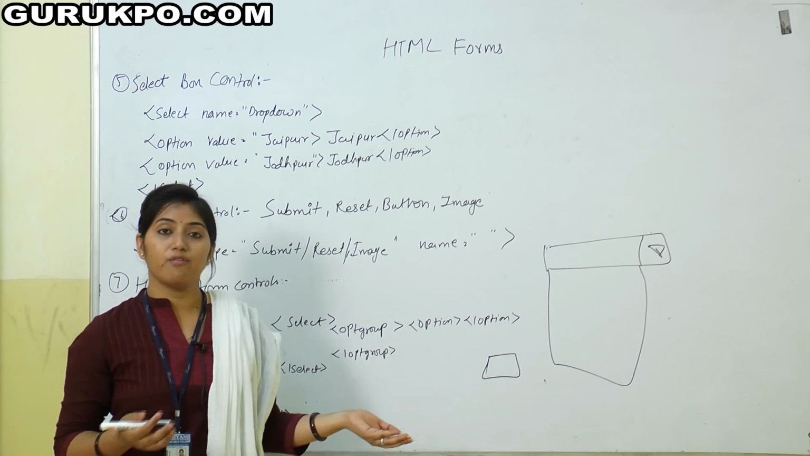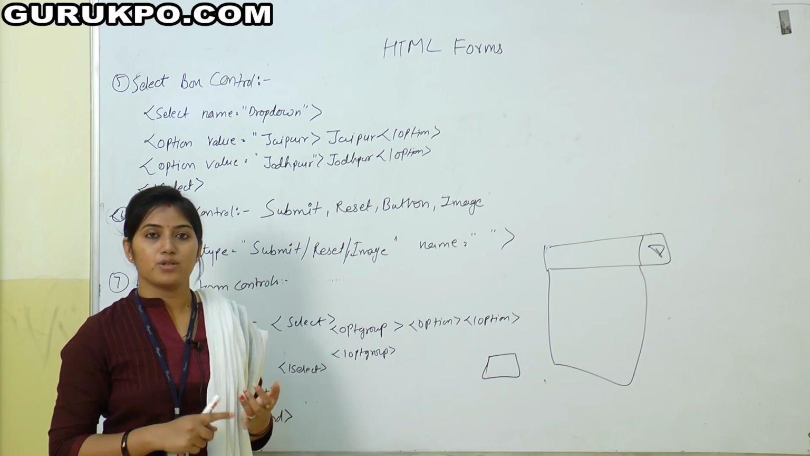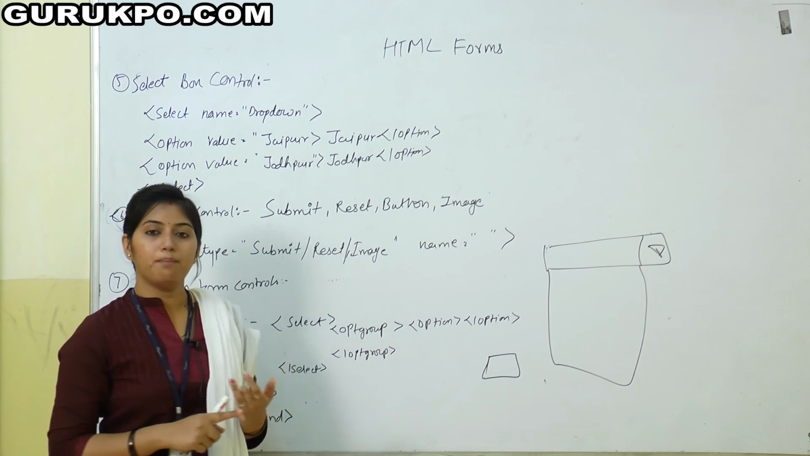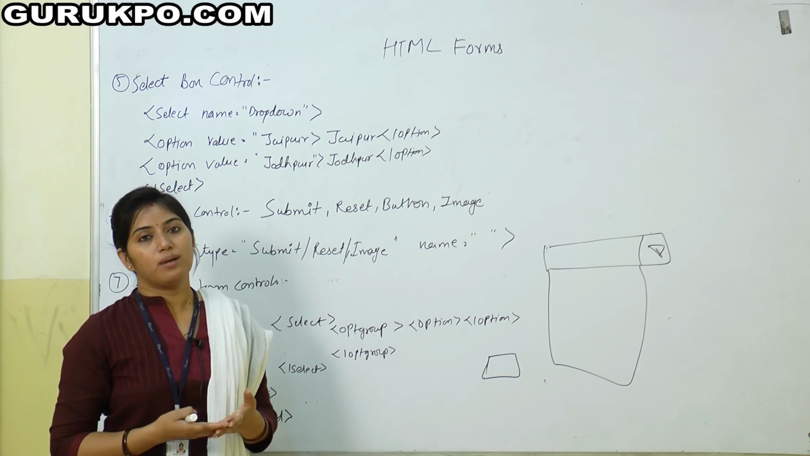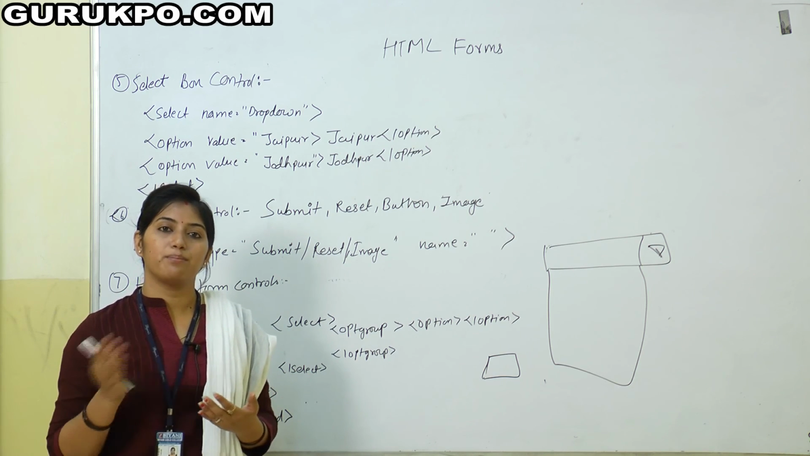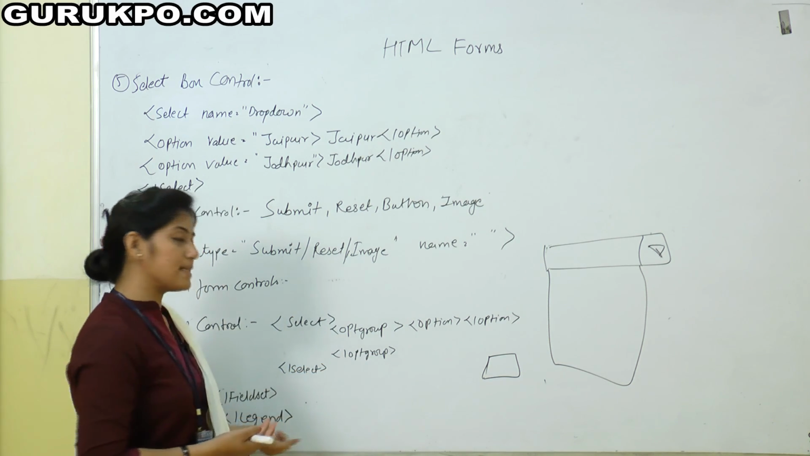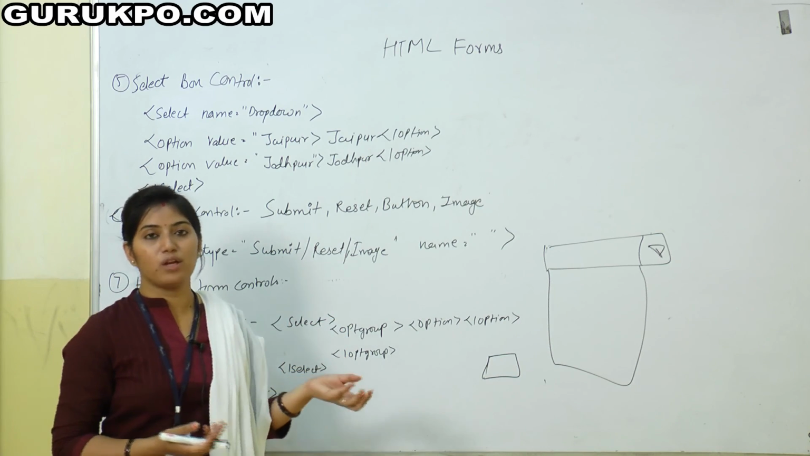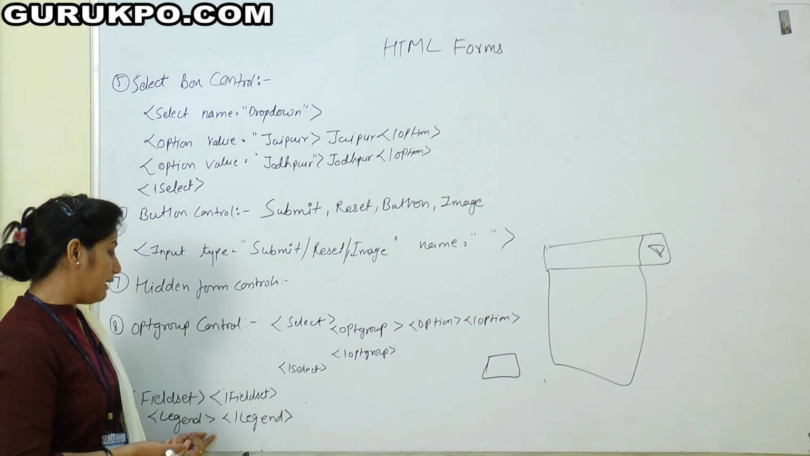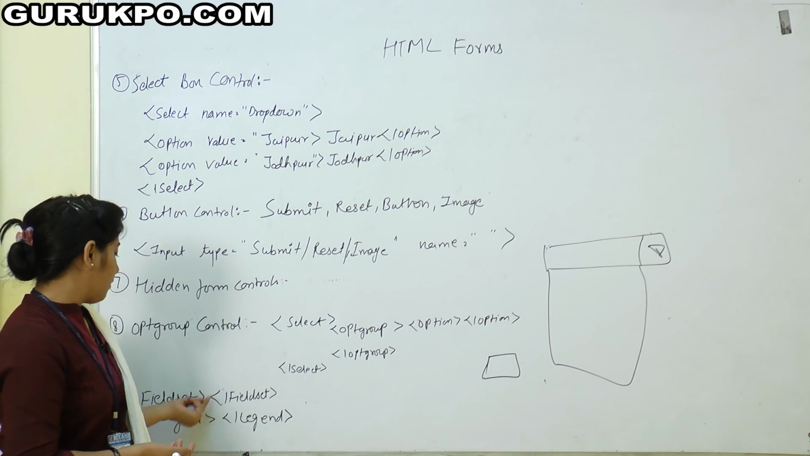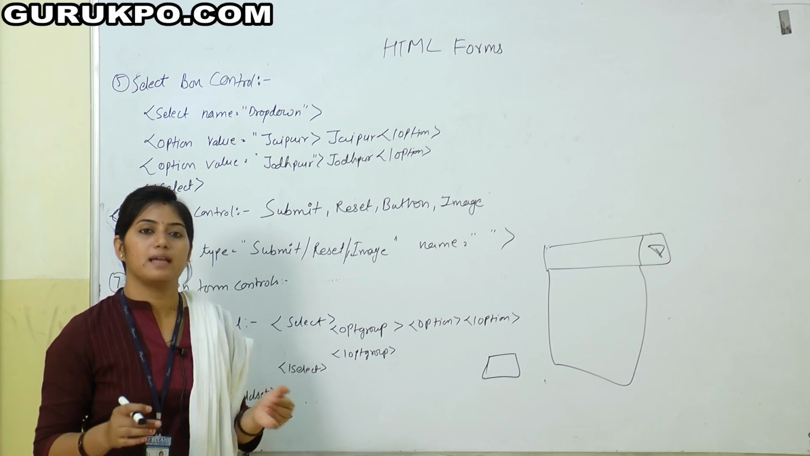For example, I give a personal information field set area with our first name, last name, address, all the personal information. And in education qualification, I will give my 10th marks, my 12th marks, my graduation marks, my PG marks. All the marks are given in the education qualification. So field set is used to categorize different types of information within the form. For field set creation, we use the legend tag in the field set tag. Within the field set, we use legend to create this area.